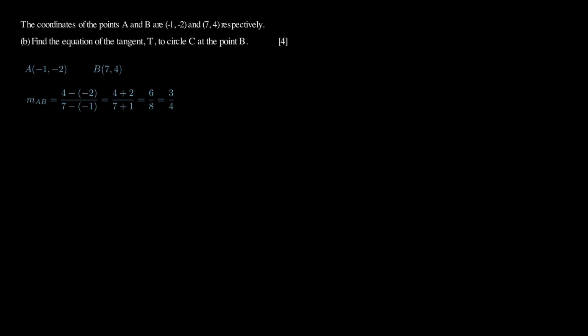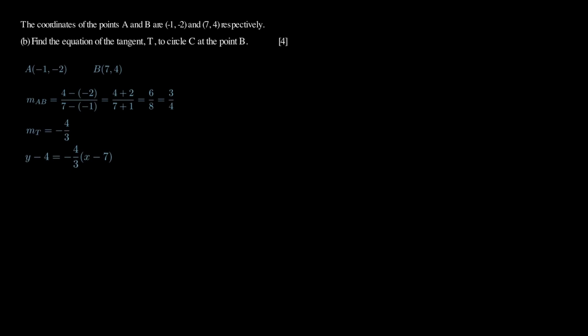If you want to find the gradient of the tangent line, we just need to flip the 3 over 4 and give a negative to it. So m of t is going to be negative 4 over 3. Now that we have the gradient of the tangent line and a point on it, we can easily write down the equation of it. So we can say that's going to be y minus 4 equaling the gradient, which is negative 4 over 3, multiplied by x minus 7.